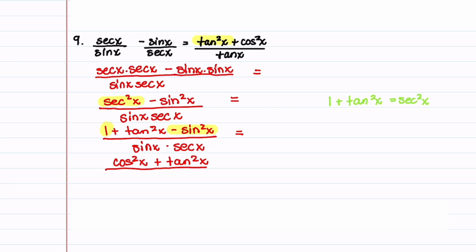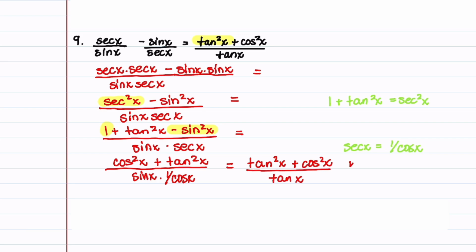And on the bottom, let's plug in that secant x is 1 over cosine x, because that's going to give us tangent. So we have a sine x times 1 over cosine x. And I don't have any room down below, so we're going to go to the right. So we have tangent squared plus cosine squared on top. I'm switching the order to agree with what's on the right-hand side. And then on the bottom, we have tangent x, and that agrees with our right-hand side.